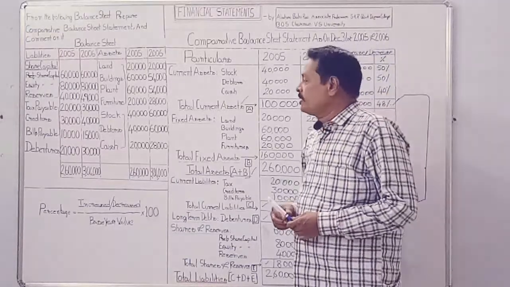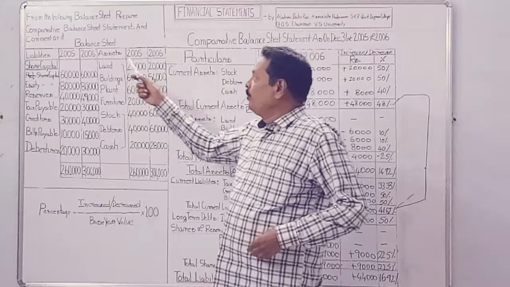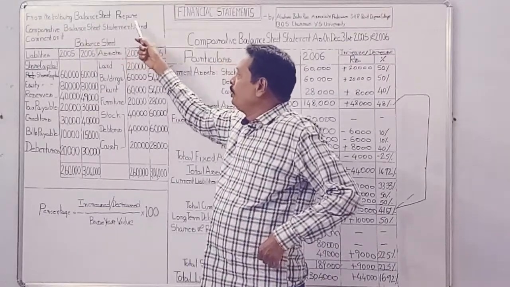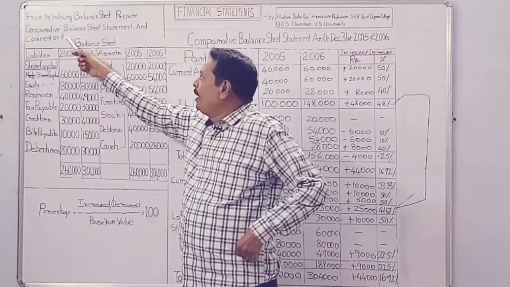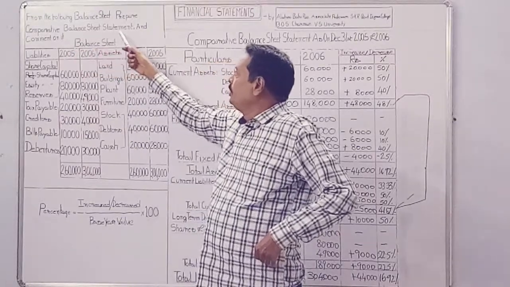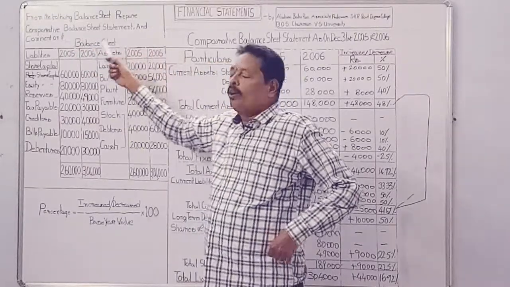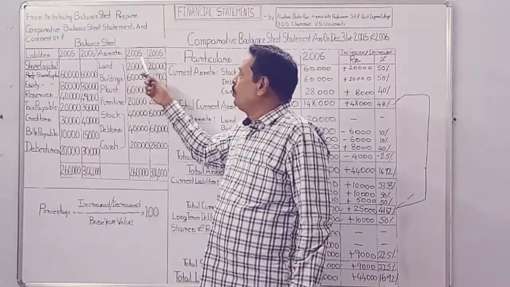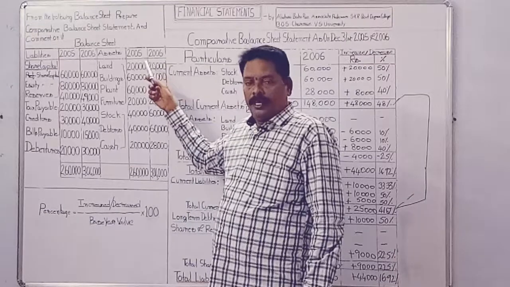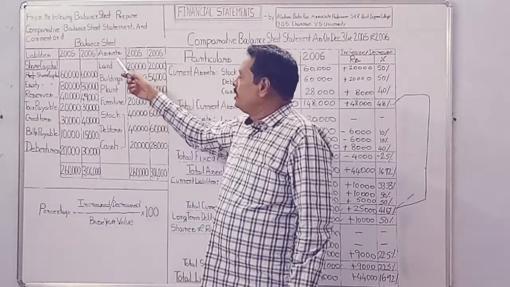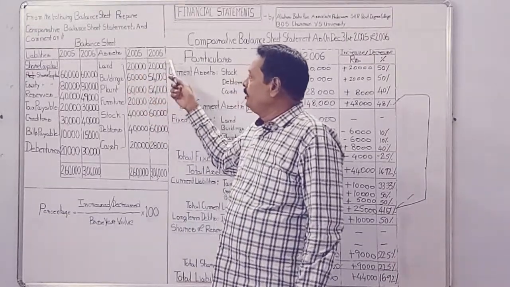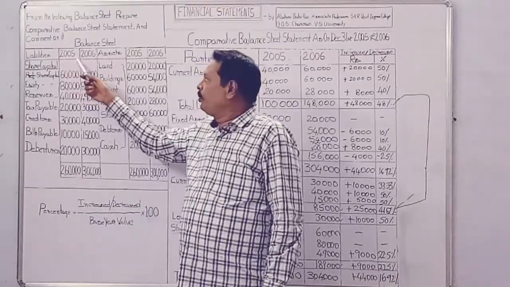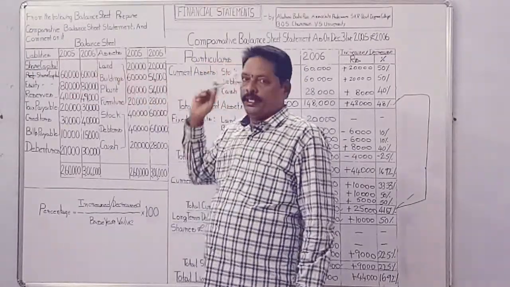For this purpose, we take one university question paper. From the following balance sheet, prepare comparative balance sheet statement and comment on it. Here is given a balance sheet for 2 years period information. Assets are given for 2 years period. At the same time, liabilities are also given for 2 years period, 2005 and 2006.